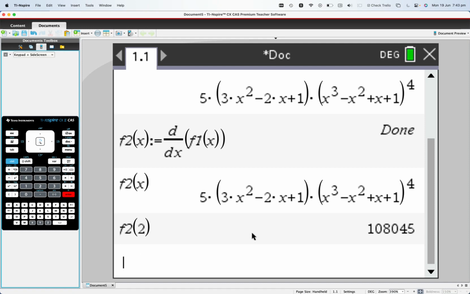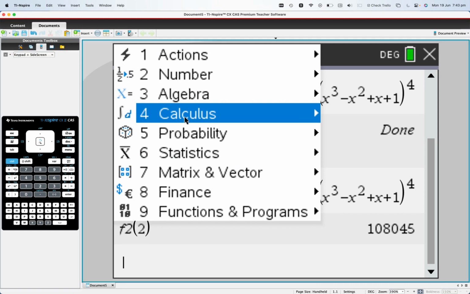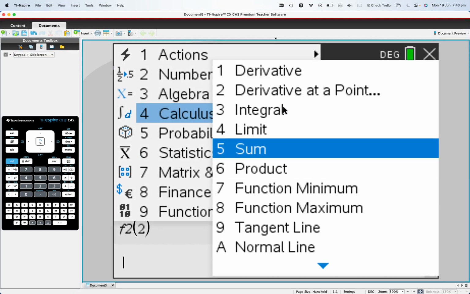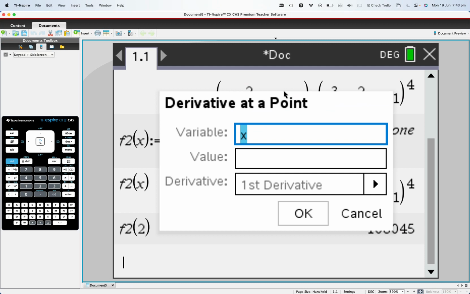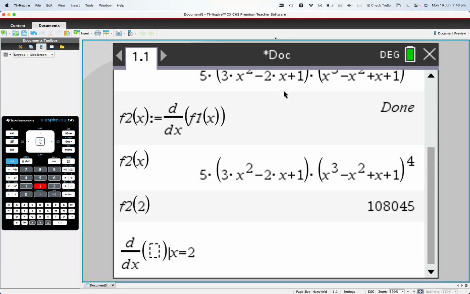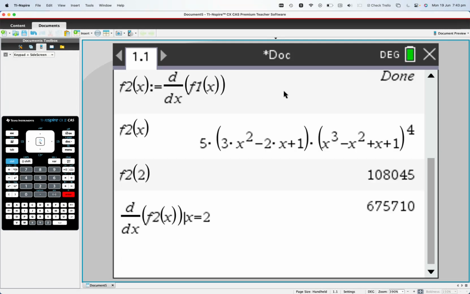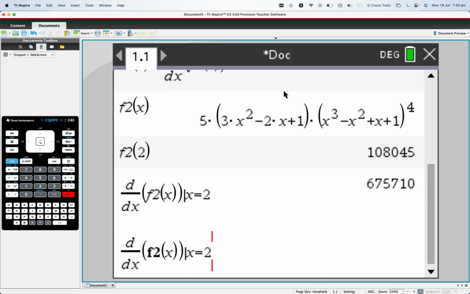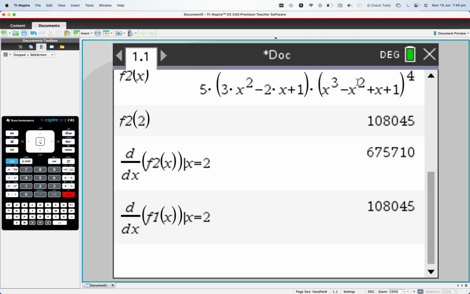Now, for a one shot, if you need to work out what the gradient is at 2, you can do this. Menu, calculus, derivative at a point. And you've got the variable is x, the value is 2. In this case, it's the first derivative. Click on OK. We'll do other derivatives later. And then we can put in f2 of x here. And it will give me, oops, I just did the derivative of f2 of x. I should have done the derivative of f1 of x. I just did the gradient of the gradient. And there's the same number there, 108045.